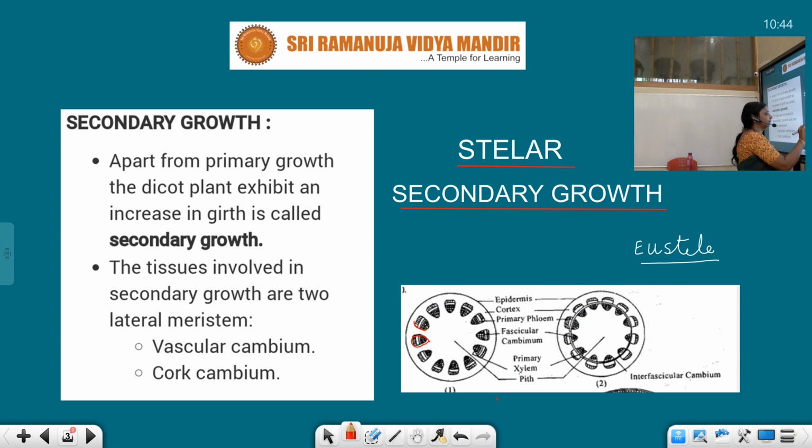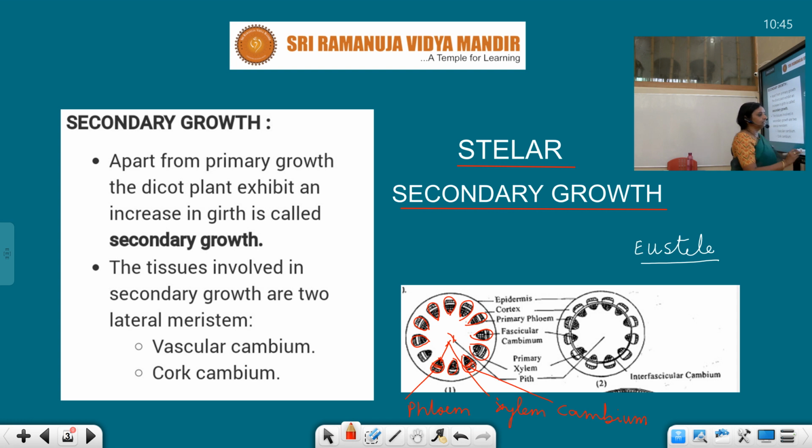This is a vascular bundle, this is one vascular bundle, and all these are arranged in a ring-like manner. Towards the inner side, xylem is present. This part is xylem. And the outer side is phloem. And in the middle, this part is called the cambium ring. This is cambium.